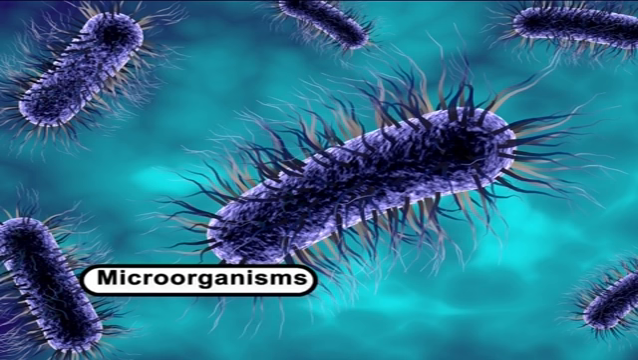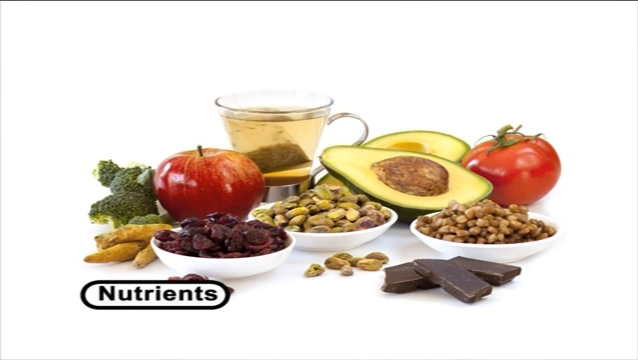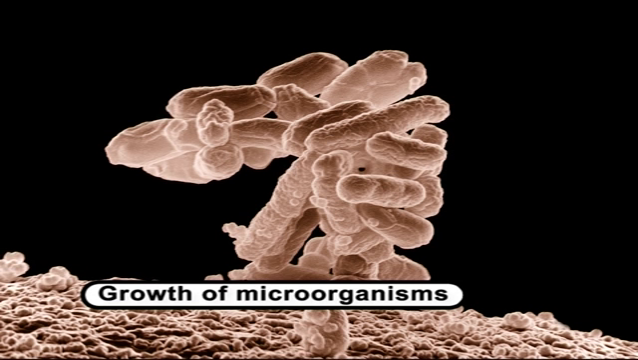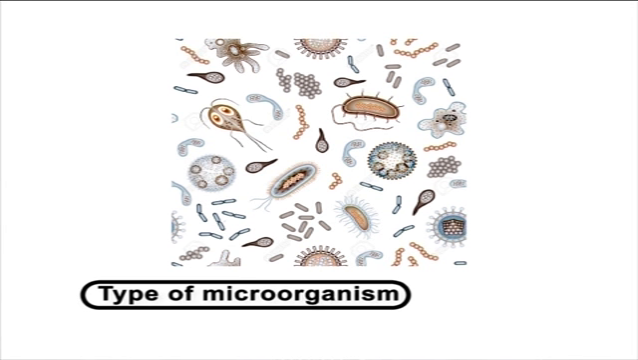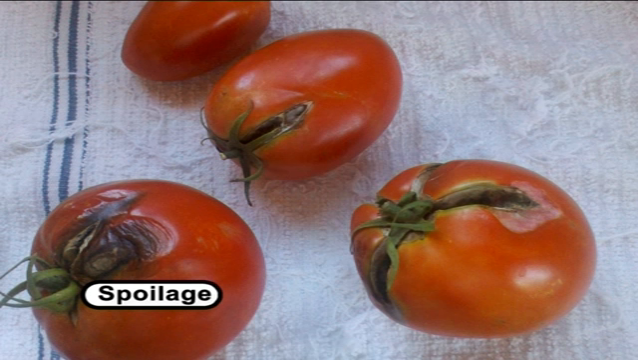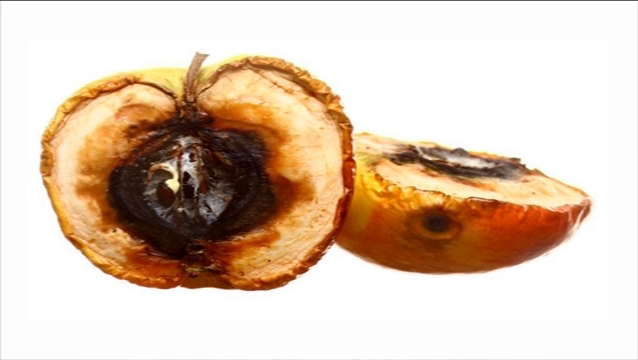Microorganisms present in food use them as a source of nutrients or as growth media and grow. Growth of microorganisms in food can result in improving the quality of food and in some cases can deteriorate its quality, depending on the type of microorganism. Growth of harmful microorganisms in food can result in spoilage and sometimes cause several diseases on consumption of such food.